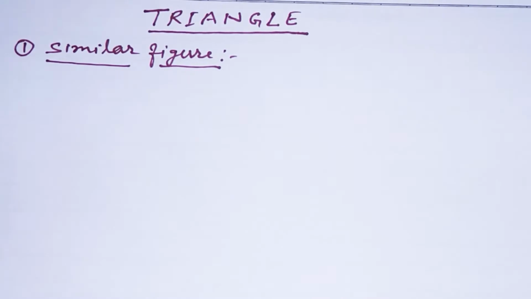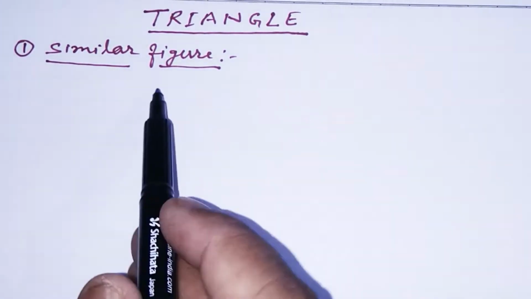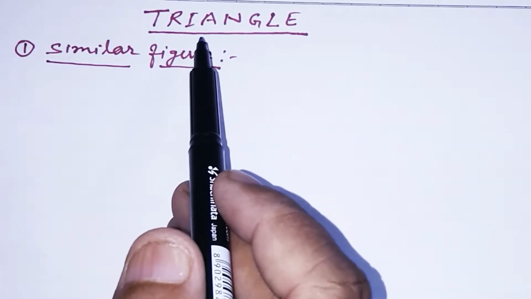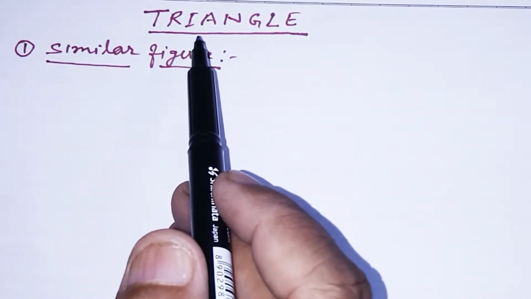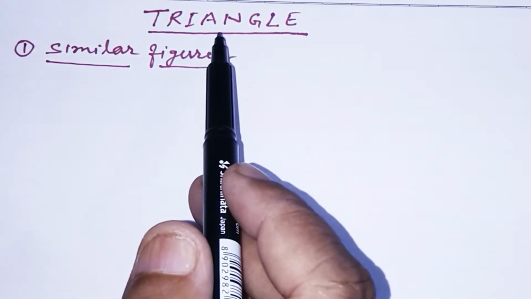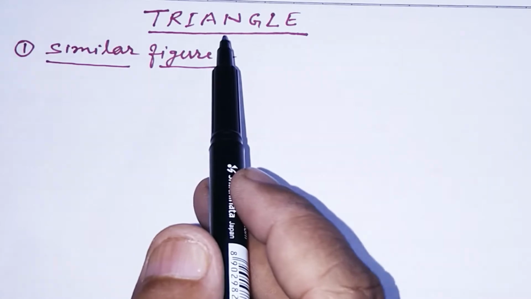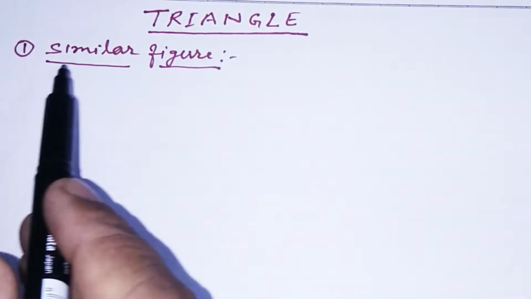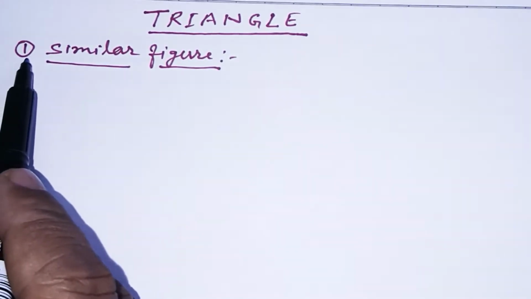Good morning, students. Now in this class 10, the new chapter is triangles. In triangles we have done a lot of things in the previous class, but here in class 10 we have to study about similar triangles. So first of all we have to understand what is called a similar figure.